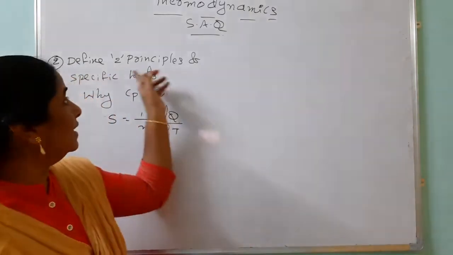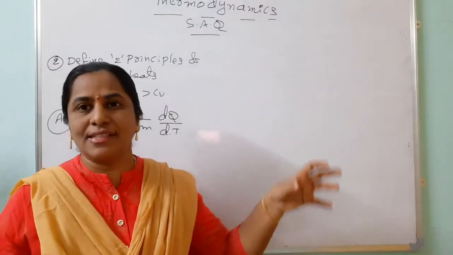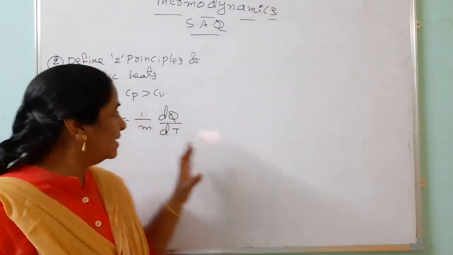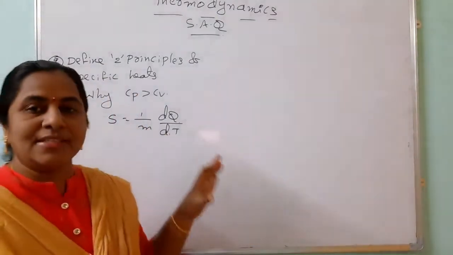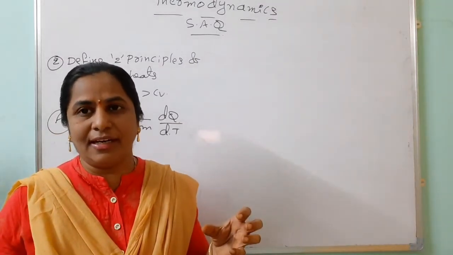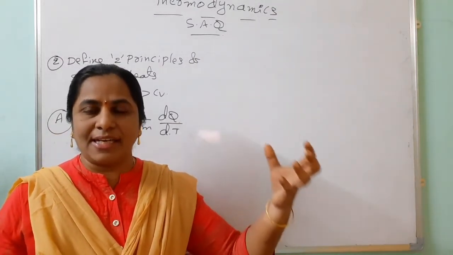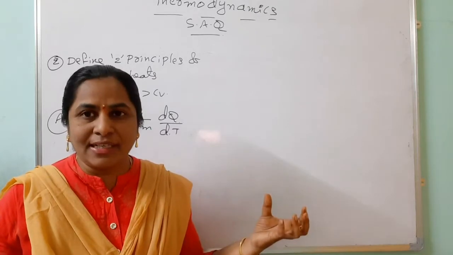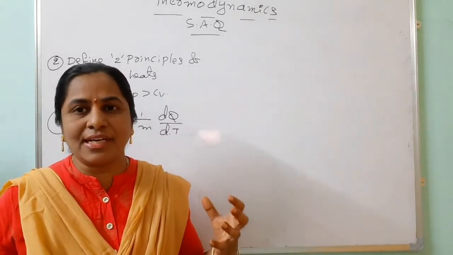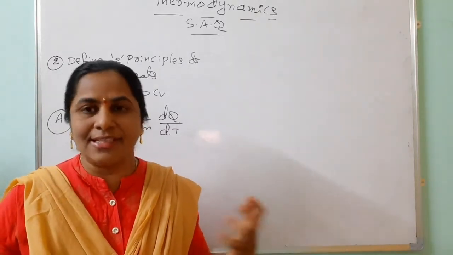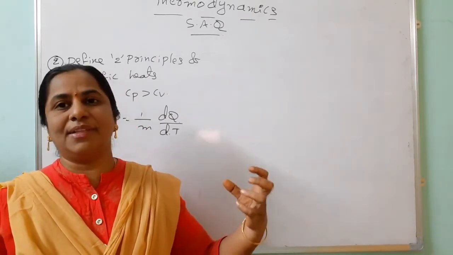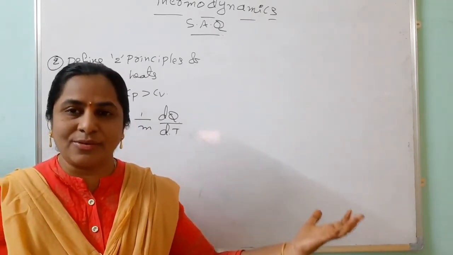The question is here, first we should define what is Cp and what is Cv. This is the general specific heat. Cp means the amount of heat energy required to raise the temperature of the system through 1 degree centigrade at constant pressure. That is called Cp. Like that, we do the same thing at constant volume. That is called Cv.